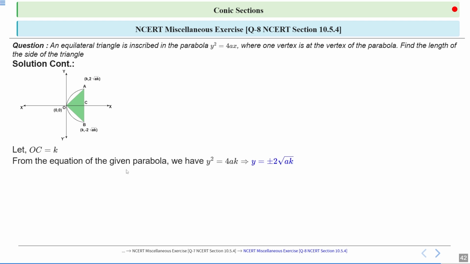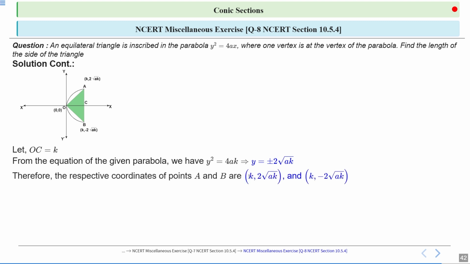Then from the equation of the given parabola, we have y square is equal to 4 times ak. Okay, so it implies y is equal to plus minus 2 times root ak. Therefore, the respective coordinates of points A and B are k comma 2 times root ak and k comma minus 2 times root ak. So AB is equal to CA plus CB. Okay, so CA is equal to 2 times root ak and CB is equal to 2 times root ak. So AB is equal to 2 times root ak plus 2 times root ak, which is equal to 4 times root ak.